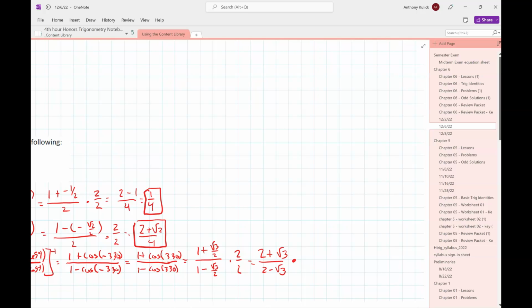What would the conjugate be in this situation? Isn't it 2 plus? Yeah, it's the same thing with a different sign in the middle. So like if you have A minus B, its conjugate is A plus B. Right?